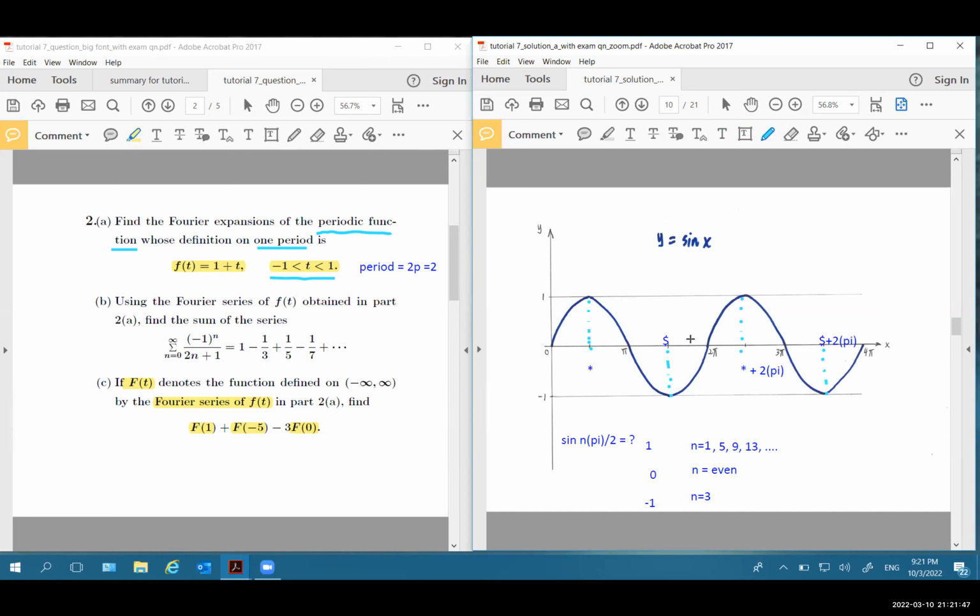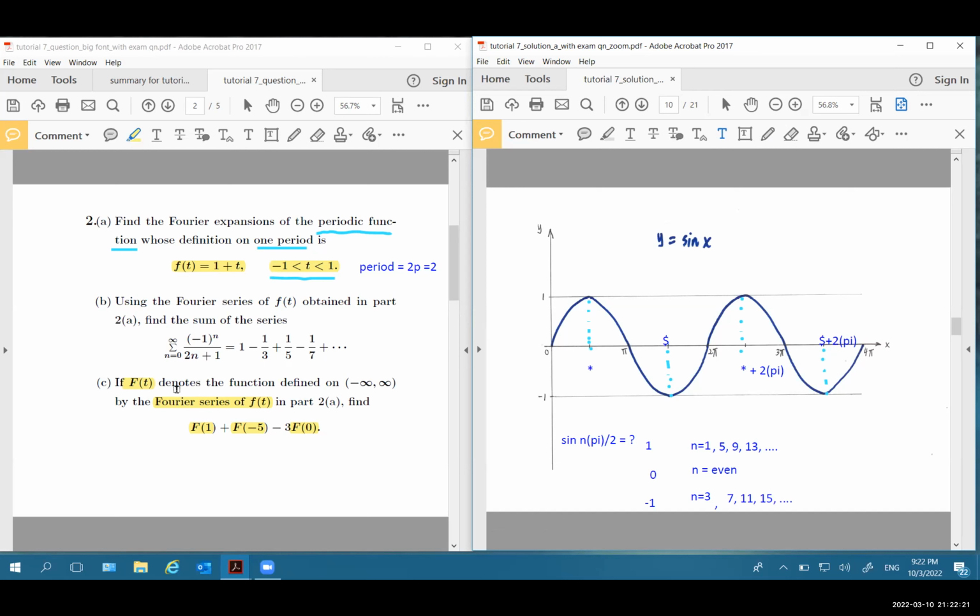So this is 3 pi over 2. So 3 pi over 2 plus 2 pi, that will be 7 pi over 2, right? So this is 7. Yeah, 7. So that's the next point. Okay, so if you keep on adding 2 pi, the next point will be 11. Then the next point will be 15, and so on.